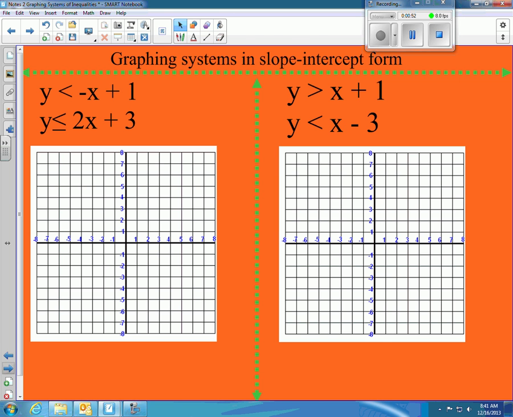Now, what I would like you guys to do is pause the video, go find two colored pencils, two different colored somethings, crayons, pens, anything, so that you can see where you have this overlapping. All right, pause the video and come on back.